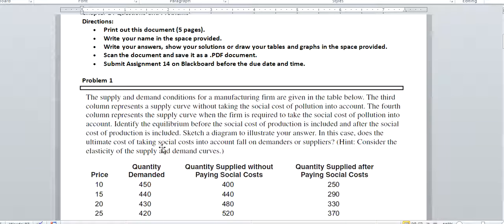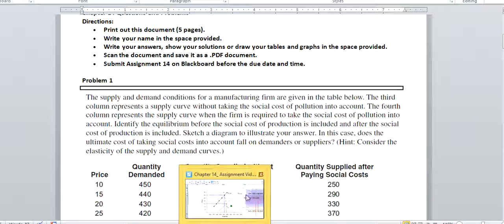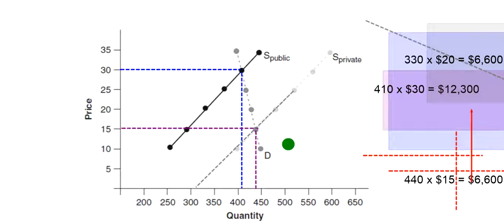It says, does the ultimate cost of taking a social cost into account fall more on the demanders, which are the consumers, or the suppliers, another word for which is producers? So who's going to pay for this cost? The consumers or the producers? So how do we figure that out? Well, we've done this before when we looked at taxes. If we think about this, we can think of this extra cost as just a tax.